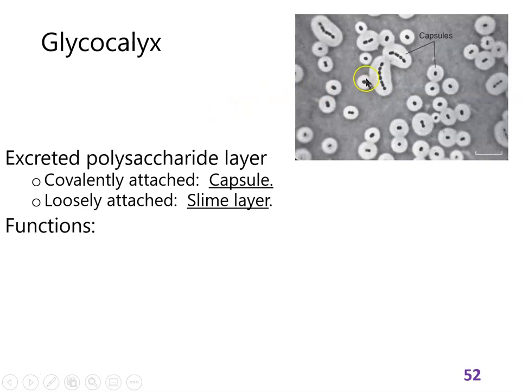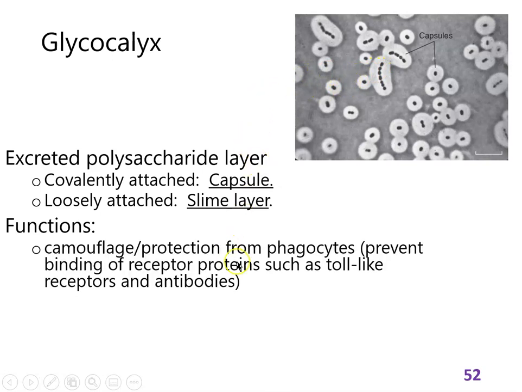So what are the functions? Why would they make a layer of carbohydrates or polysaccharides around them? It camouflages them. It makes it hard for them to be phagocytosed by macrophages or neutrophils or dendritic cells. It also prevents proteins from binding to them. So an antibody, it turns out we don't make antibodies very well against carbohydrates. We make antibodies against proteins. And so if a cell wraps itself in carbohydrates, our antibodies will just bounce off of it. So from our point of view, these things kind of suck.